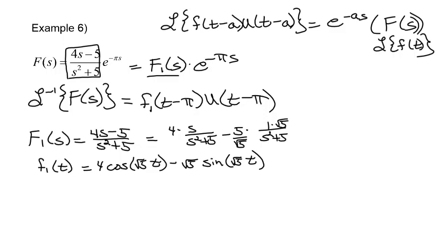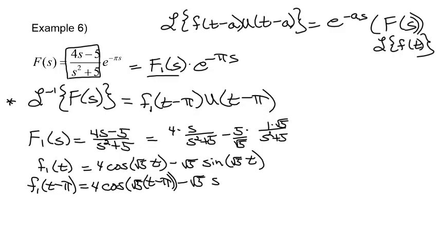Okay? Now what we needed, remember, from here is f sub 1 of t minus pi. So to find that, all you're going to do is substitute and replace t with t minus pi. So you're going to get 4 times the cosine of square root of 5 times t minus pi minus the square root of 5 sine of square root of 5 times t minus pi.